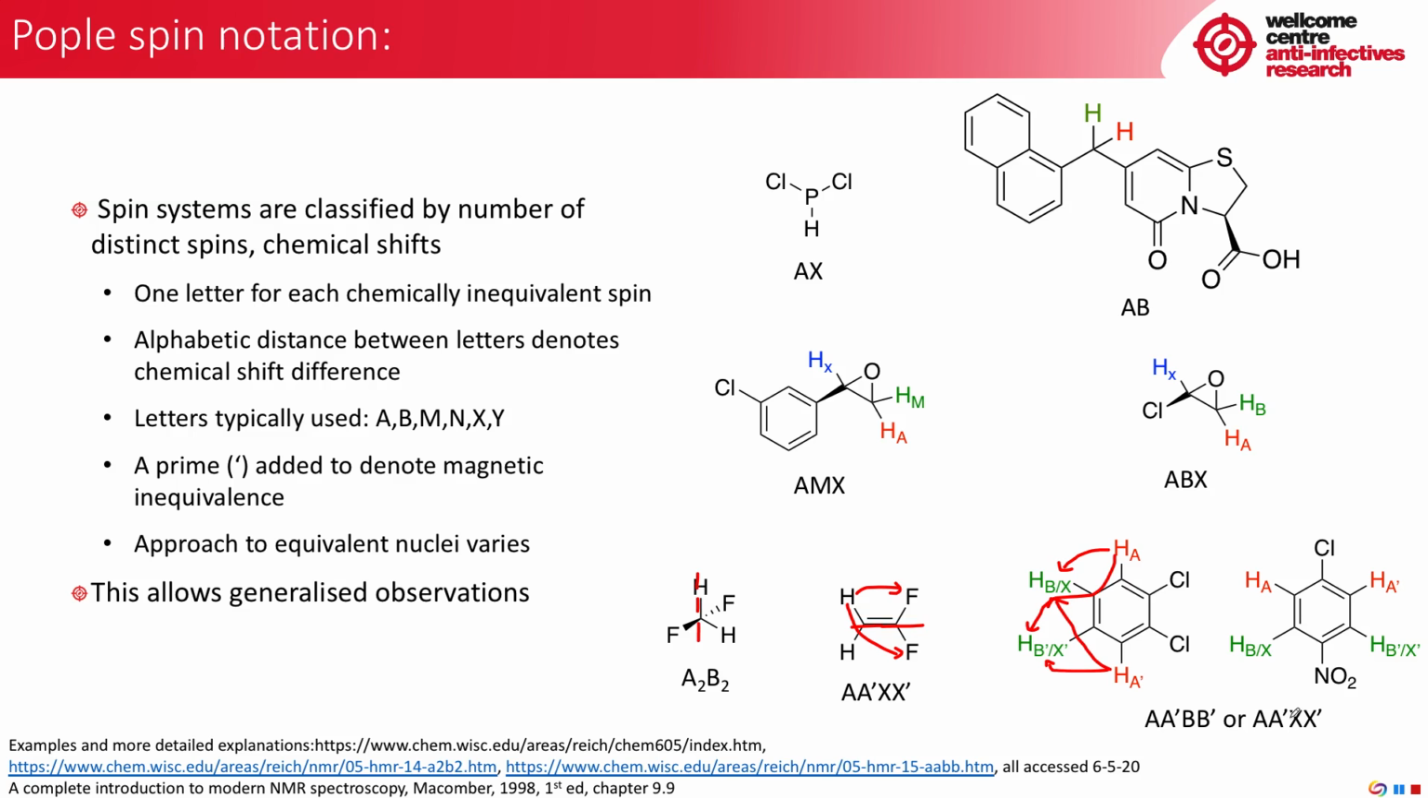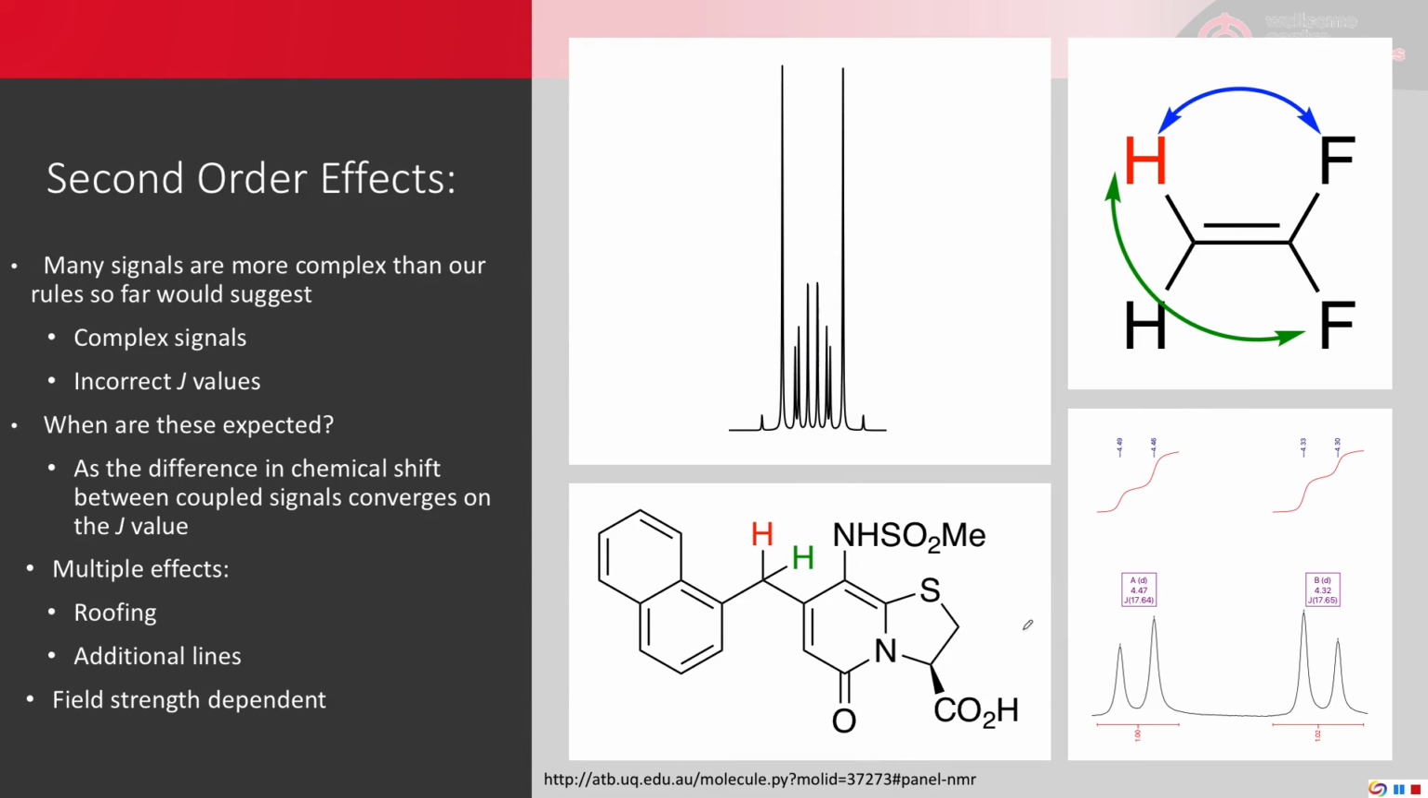The reason for doing all of this labeling is to allow generalized observations so we can talk about spin systems in the sort of abstract. So our magnetically inequivalent nuclei are chemically equivalent. They have identical shifts and patterns, and they're going to be on top of each other. Is this distinction more than pedantry? Unfortunately, yes, it is.